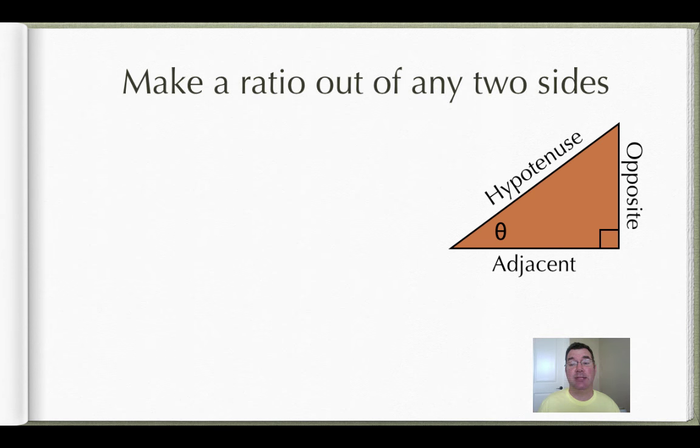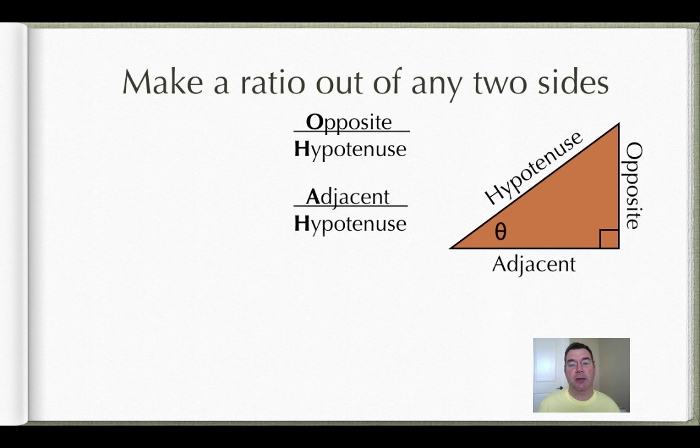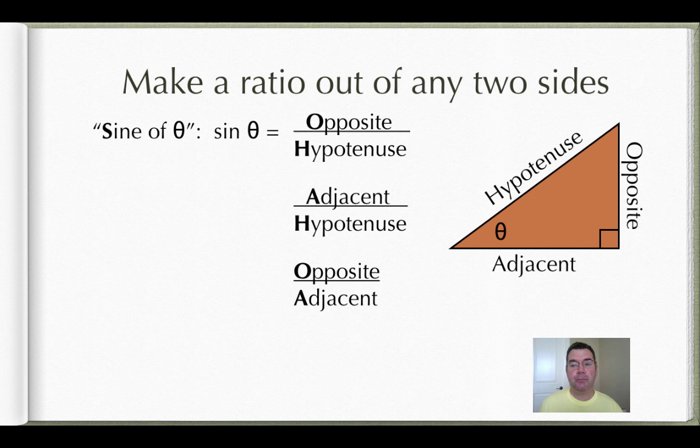Alright, so we can take any two of these sides and make a ratio or a fraction out of them. For example, I can make a fraction by putting the length of the opposite over the length of the hypotenuse. I can make another ratio by taking the length of the adjacent and putting that over the length of the hypotenuse. And finally, I can take the length of the opposite and put it over the length of the adjacent and make another ratio that way. Those are the only three combinations I can do, unless of course I switch all of those fractions and put them upside down. But those are the only ways I can choose two of the three sides and make a fraction. And luckily, all of these ratios already exist and they already have names.